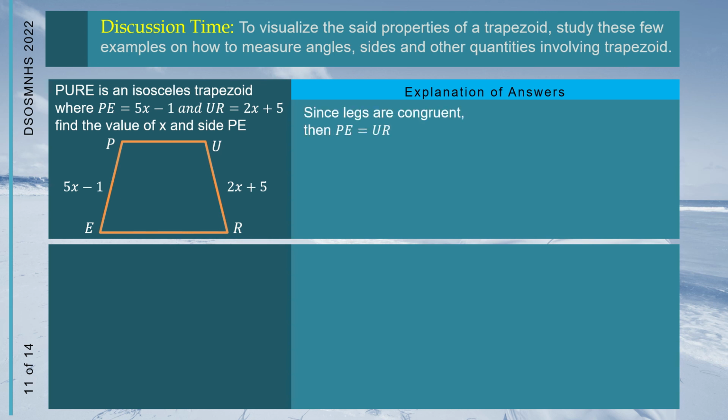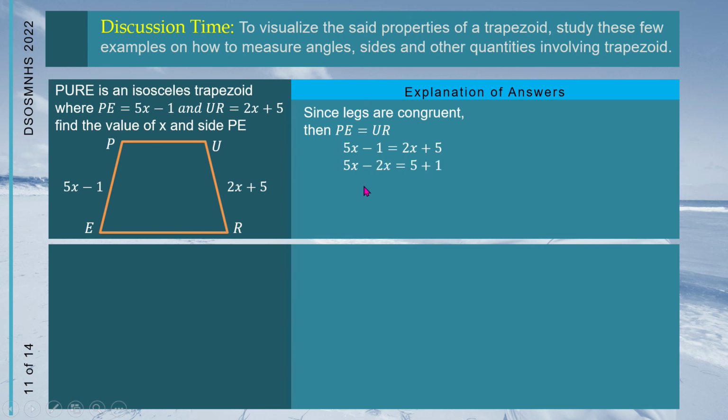So, obviously, the two legs are congruent, no? Since the legs are congruent, then PE is equal to UR. And they're given are the following. 5x minus 1 is equal to 2x plus 5. Then grouping of variable x. So therefore, kung asa ito pinakadako nga constant sa variable x, ato yung siya mo stay. So since 5x is greater than 2x, 5x is greater than 2x, so 5 and 2x may mobalhin sa 5x.